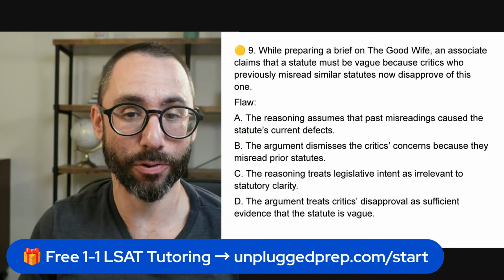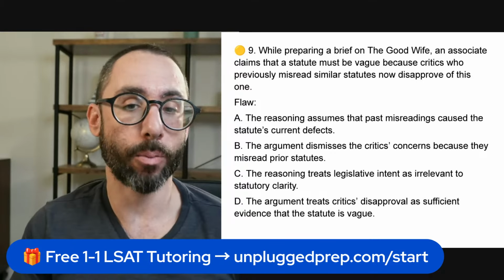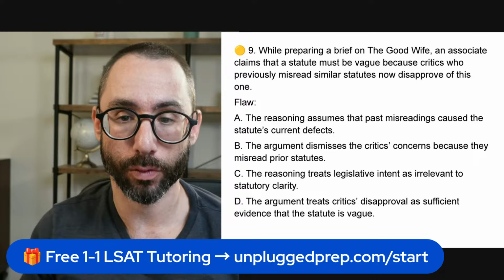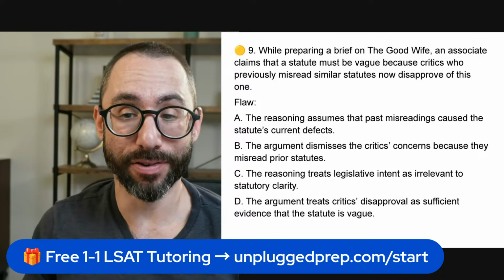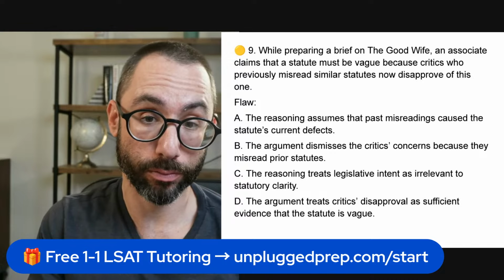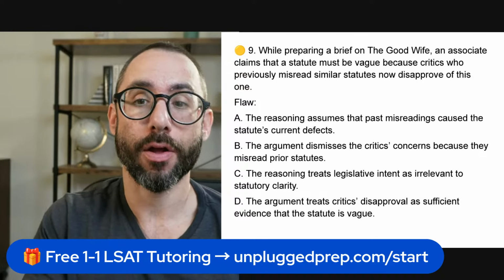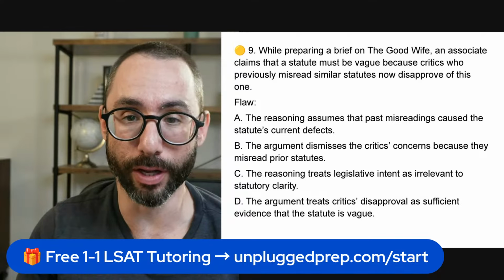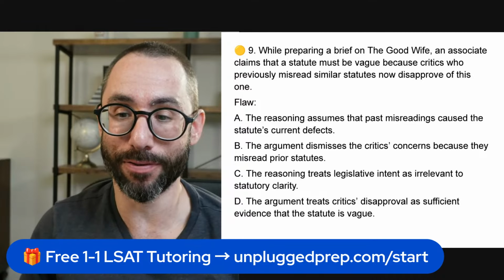I see some answers starting to come in. Again, look at what's the evidence, what's the conclusion, and what's the disconnect between the two. So evidence is saying critics disapprove, and they previously misread similar statutes, and because they disapprove, therefore, the associate claims, the statute must be vague. So the answer is in fact D.